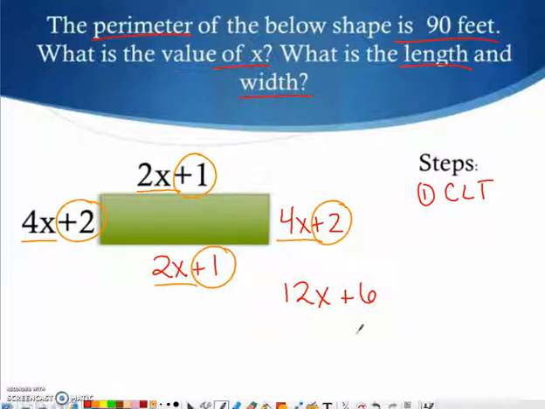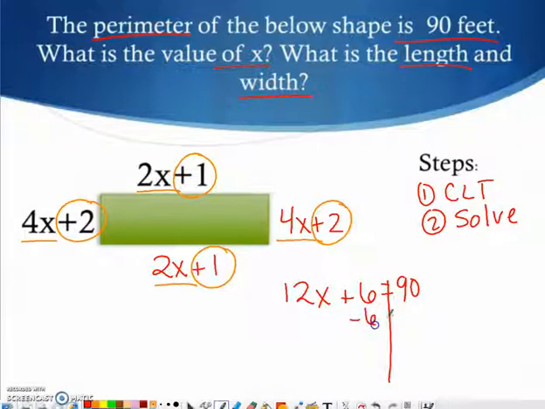But here I can go further because up here it says that the perimeter is 90, which means the perimeter equals 90. So all of this has to equal 90. So if it tells you the perimeter, you can actually write it out as an equation. 12x plus 6 equals 90. And then from there, what we're actually going to do is solve. And we know how to do this. We've been doing this for a while. So we just solve here.